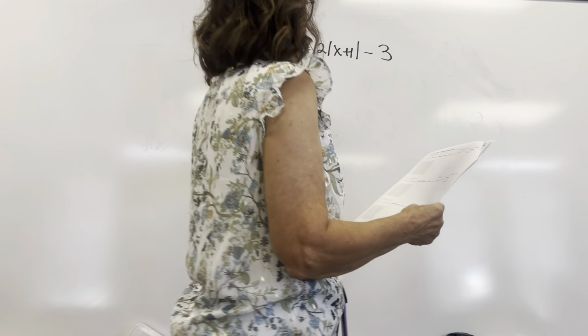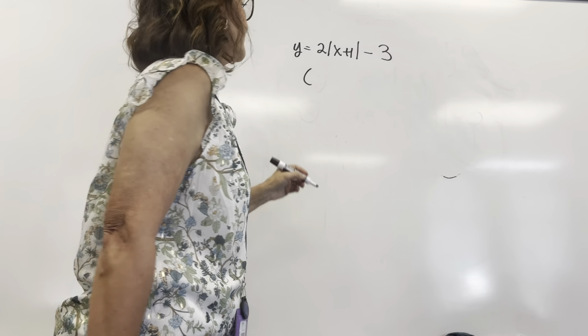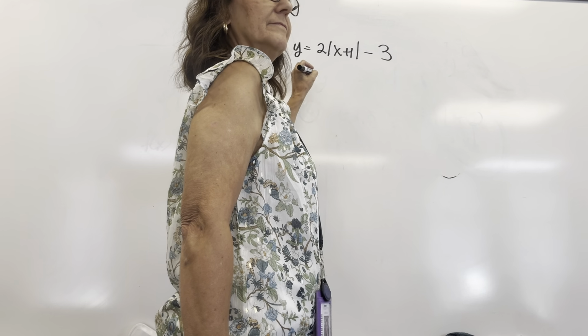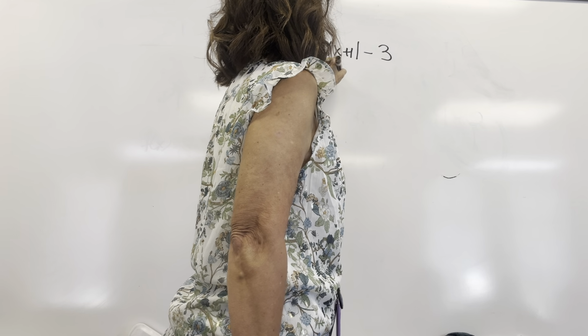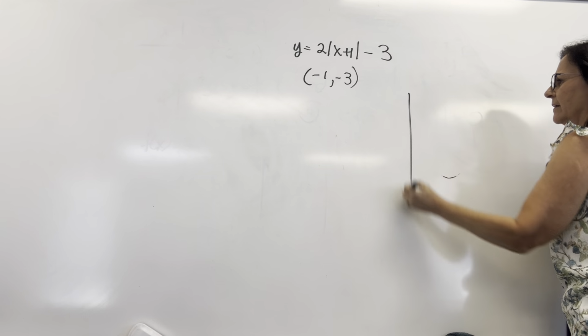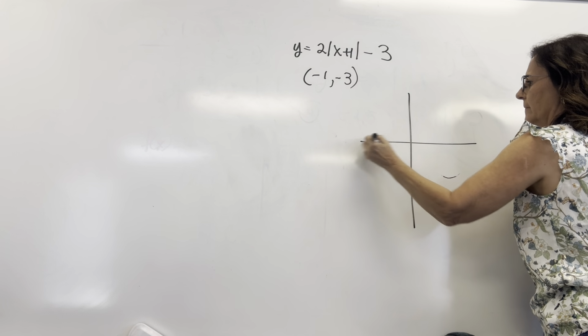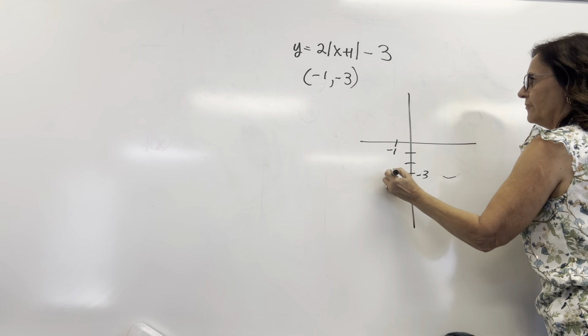All right, V is for vertex. So where's the vertex? -1, -3. All right, that's where my vertex is going to be. -1, -3.